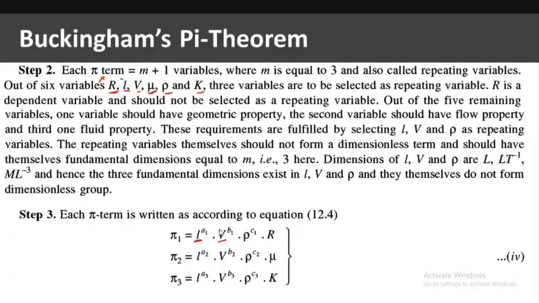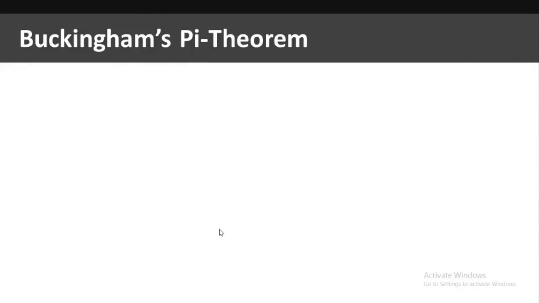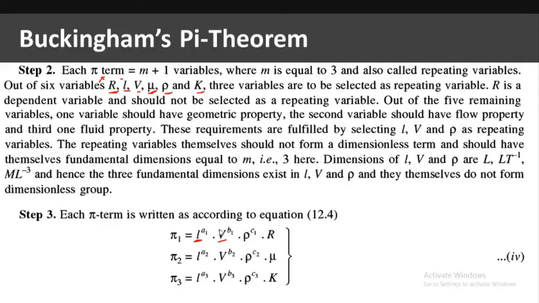Okay, so the dimensionless number pi 1 will be L to the power a1, V to the power b1, rho to the power c1, into any one of the properties, R, that we have taken. Then pi 2 will be L to the power a2, V to the power b2, rho to the power c2, into the remaining property, that is mu. Then pi 3 is L to the power a3, V to the power b3, rho to the power c3, into the remaining property, that is bulk modulus K. So we have defined pi 1, pi 2 and pi 3.